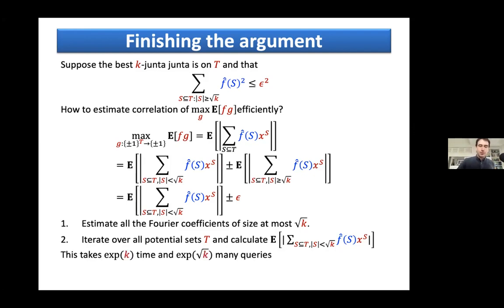Okay, so notice that our algorithm runs in time exponential in k, because we are iterating over all sets in the end, but we are reusing the queries. We are using exponential in square root k queries in order to estimate all small Fourier coefficients, and then we just reuse them for all potential sets T. So overall, this gives us an algorithm that can estimate the best correlation between F and G.